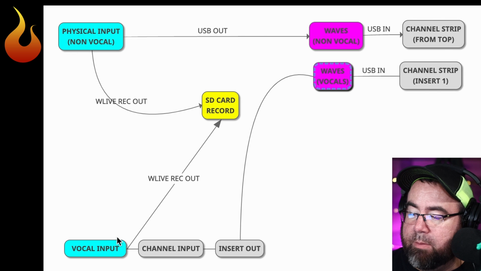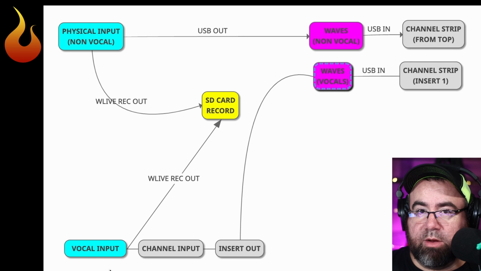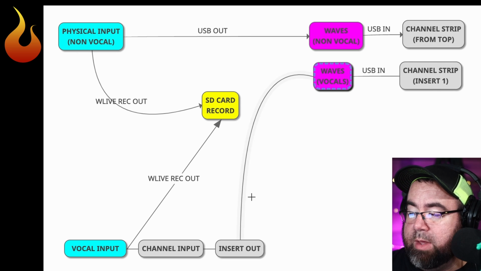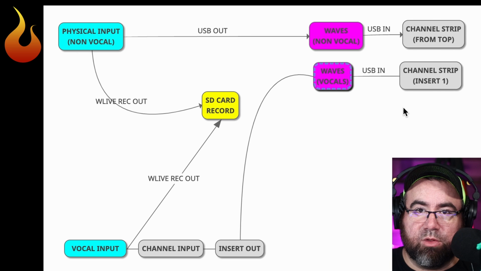The vocal inputs are going to do something similar, but they're going to go through our channel strip like normal, and then the first insert slot, the one that's before the fader, is going to be what goes into our Waves channels, and then they'll do their magic, and they'll come back in through that insert slot.